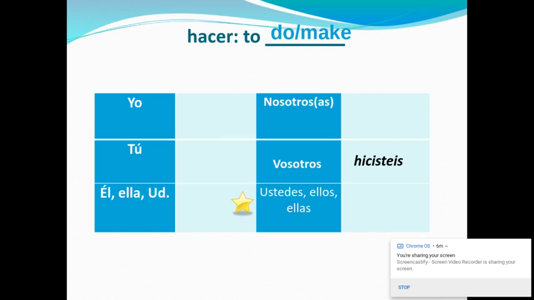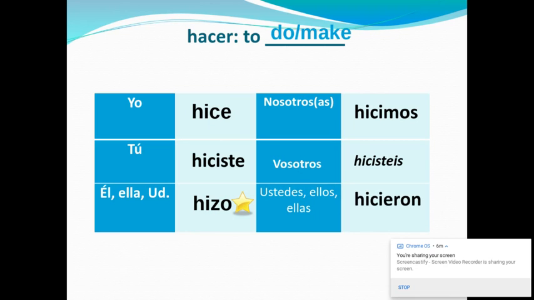Hacer is the verb to do or to make, which we know. So in the present tense, we have yo hago, tú haces, hace, hacemos, and hacen, right? I do my homework, you do your homework. In the imperfect, we would have hacía, hacías, hacía. But now in the preterite, we have hice, hiciste, hizo, hicimos, hicisteis, and hicieron.